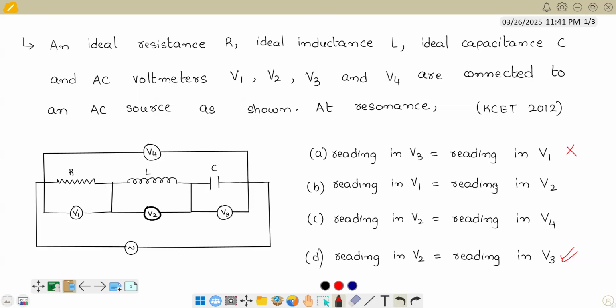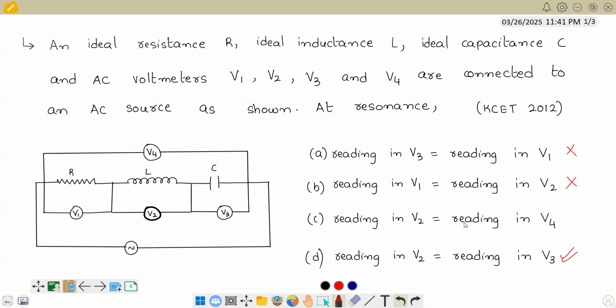Reading in V1 equals reading in V2. This is also possible. Now you might wonder, when is this possible? If XL is exactly equal to R, and XC is also exactly equal to R, then R minus R also would cancel. So that's why this is also a possibility. But he's saying every time it is possible, so it is wrong.